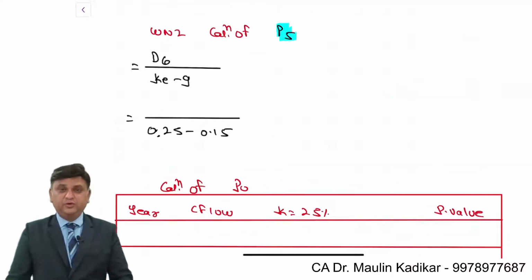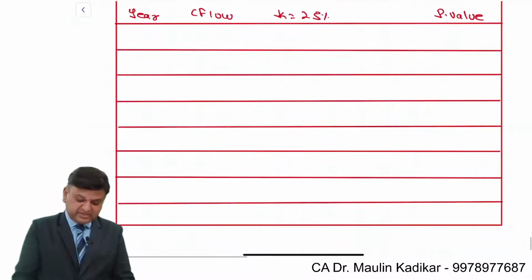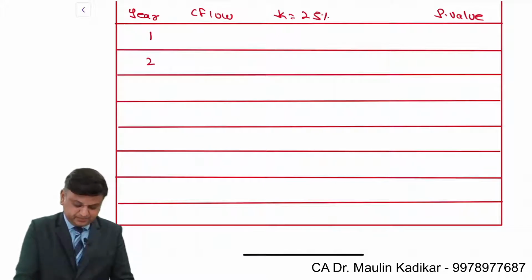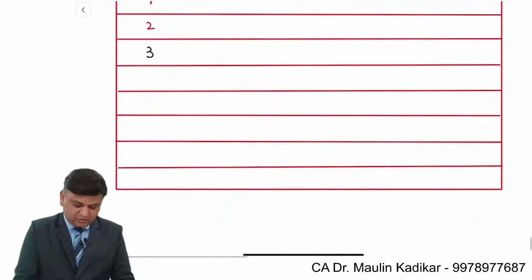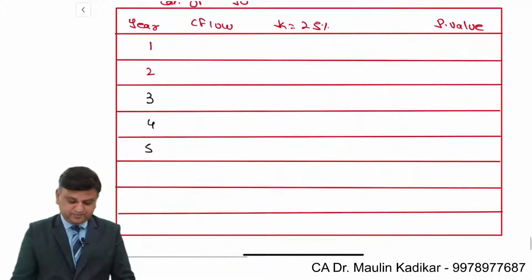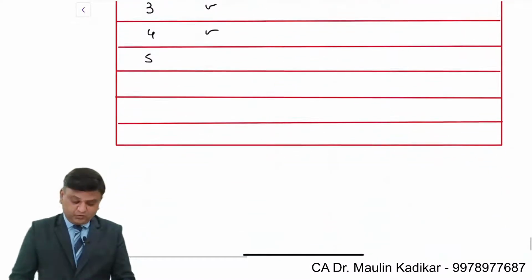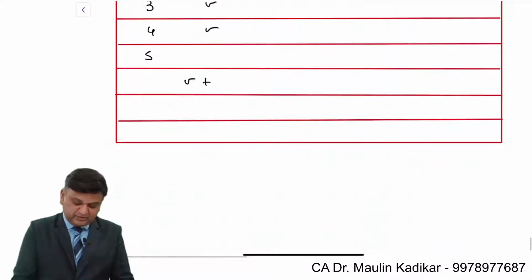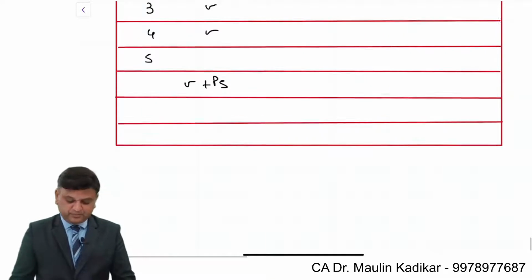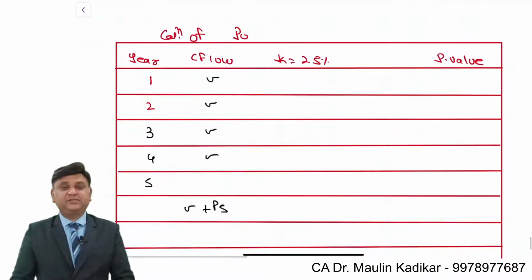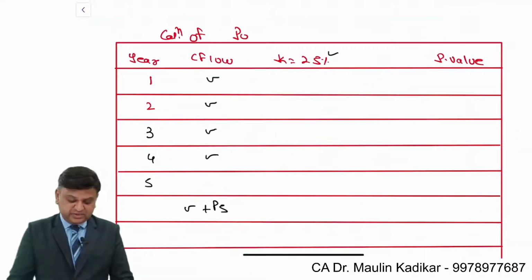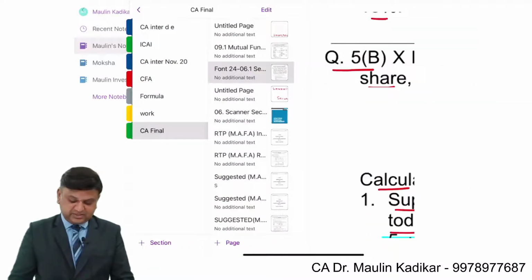This will be helpful to us to make the calculation of the P5. Then we understand that, say, first year, second year, third year, fourth year and fifth year. First year dividend, second year dividend, third year dividend, fourth year dividend, fifth year dividend plus P5. Whatever this cash inflow which investor has will be discounted at the rate of 25% in present value term.